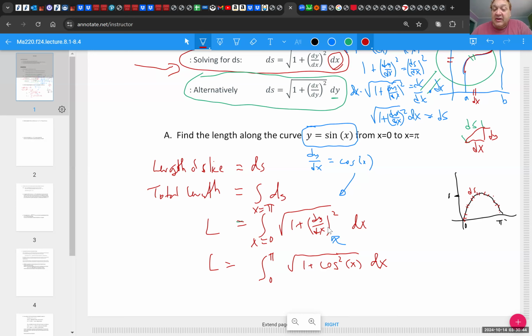Our goal is to just try to understand slicing, and in this case, how to find the length along a curve. So I'm going to go to some math engine. I'm going to go to Wolfram Alpha. It's usually my go-to, and I'm going to integrate from 0 to pi of this function.